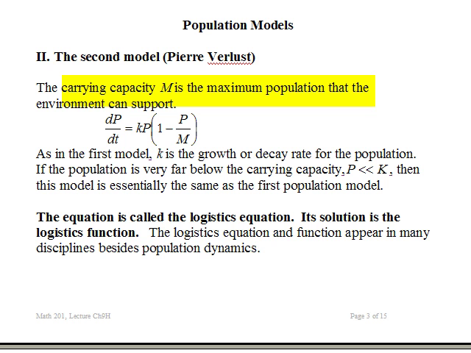So if you're growing a bunch of bacteria in a petri dish, the population will increase to the point where they have no more oxygen, room, food, whatever. They can't grow any further. That environment limits the maximum population. And the equation for this is the logistics equation. It appears not just in population dynamics, but in other fields as well. And its solution, appropriately enough, is called the logistics function.